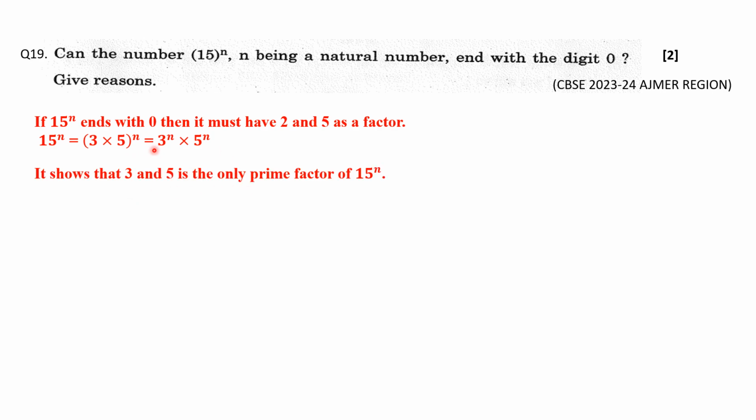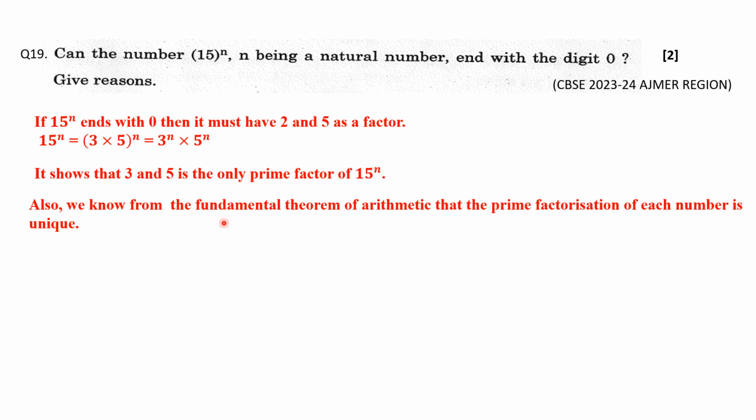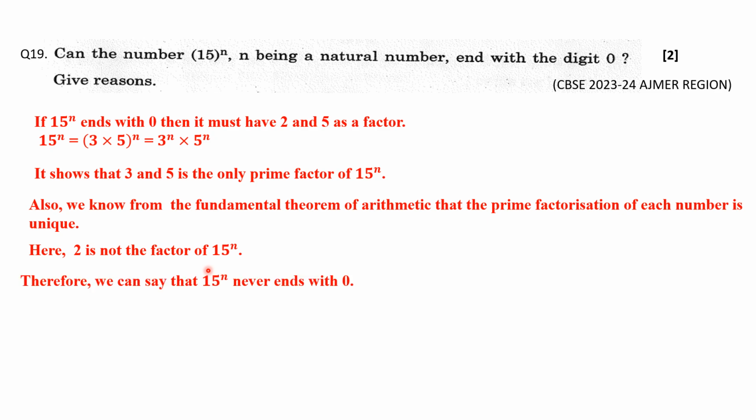So it shows that 3 and 5 are the only prime factors. And we know from the fundamental theorem of arithmetic that the prime factorization of each number is unique. You don't have any other way to factorize it. So from here I can say 2 is not a factor of 15 to the power n. So we can say that 15 to the power n never ends with 0.